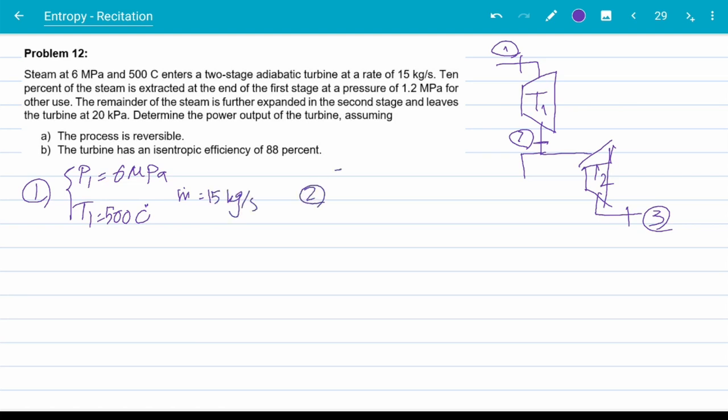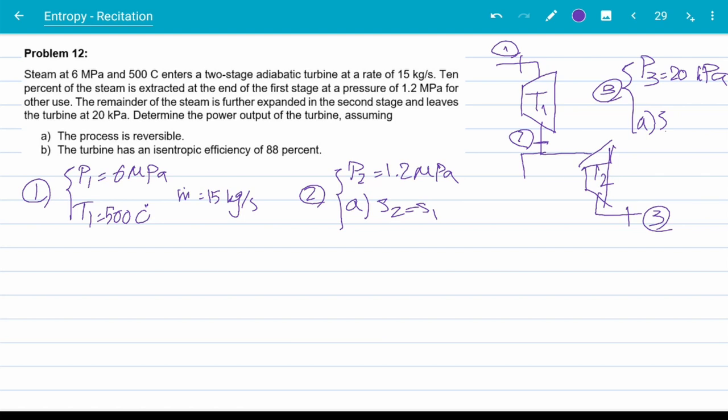At 2, the exit of the first stage, I know that pressure is 1.2 megapascals. And for part A, I know that S2 is equal to S1. At 3, the exit of the entire turbine stages, I know that the pressure is 20 kilopascals. And again, for part A, S3 is equal to S1.